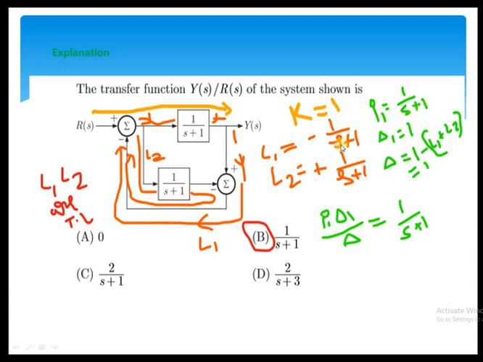Okay, next step is identifying the number of loops. A loop is one where the starting node and the ending node are the same, without any repetition of nodes. So the first loop is the outer loop I am considering here. From this summing point, the signal travels like this and reaches another summing point, and again comes back from the summing point and reaches the same summing point of R(s). So this is considered a closed loop here.